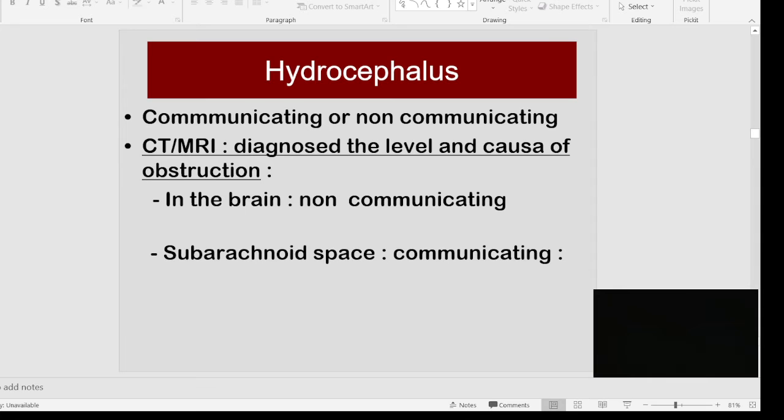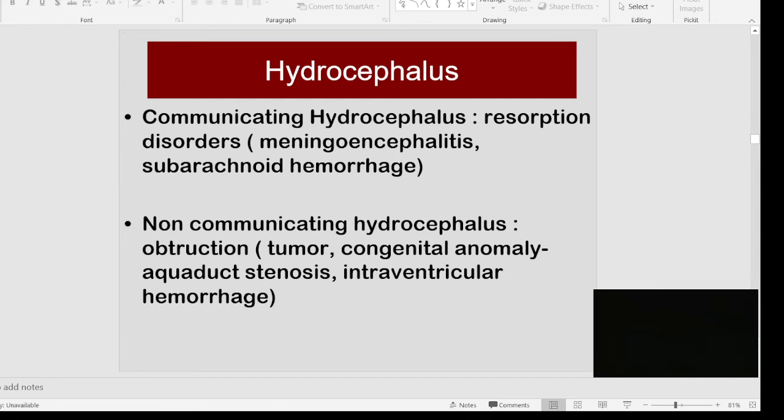So let's try to look at here. In communicating hydrocephalus, there is a resorption disorder. So the problem is in the resorption of CSF. The CSF is not resorbed, so what will happen? There is an increase of CSF volume in your cranial and spinal cavity.